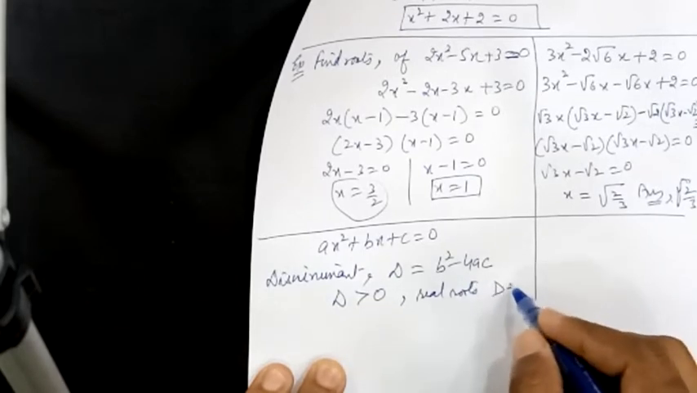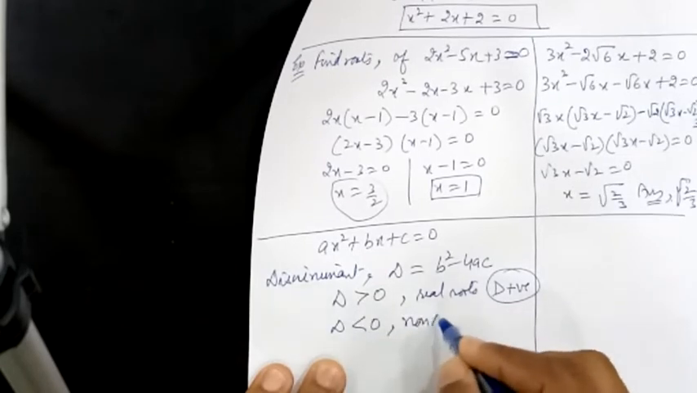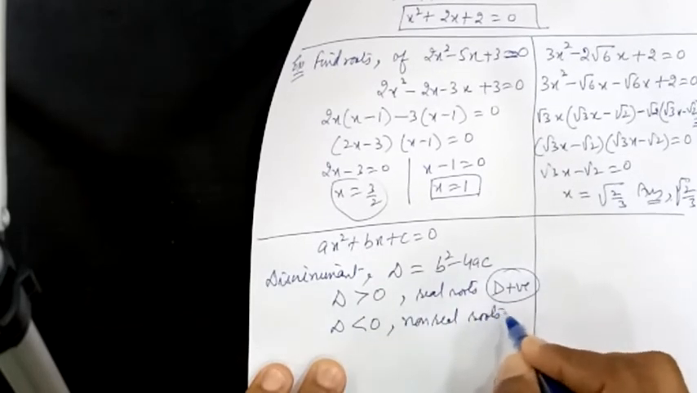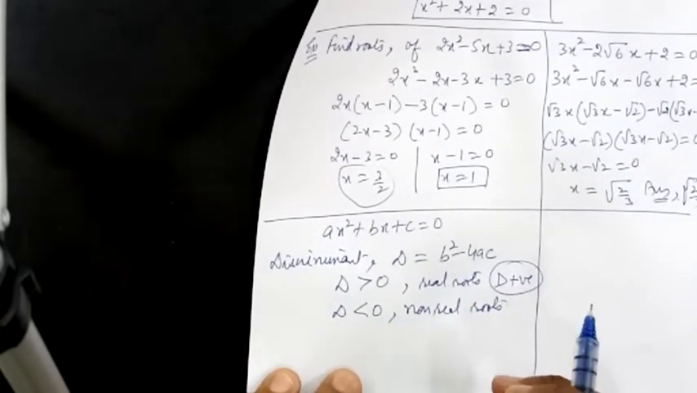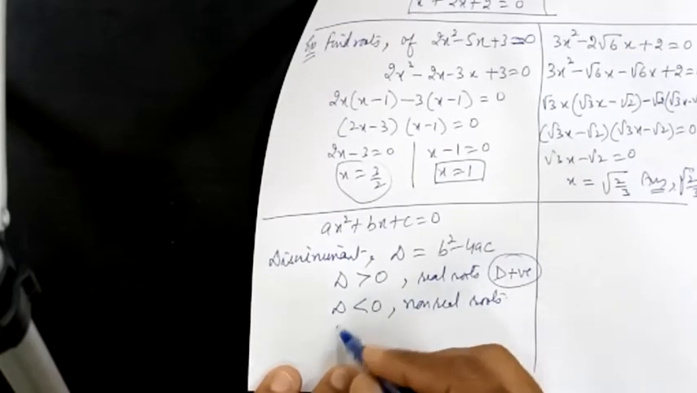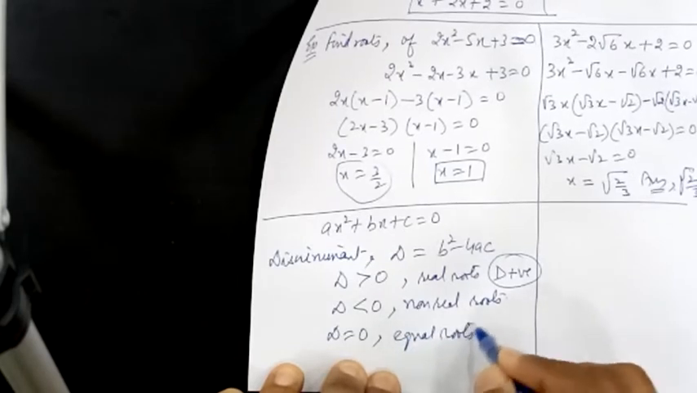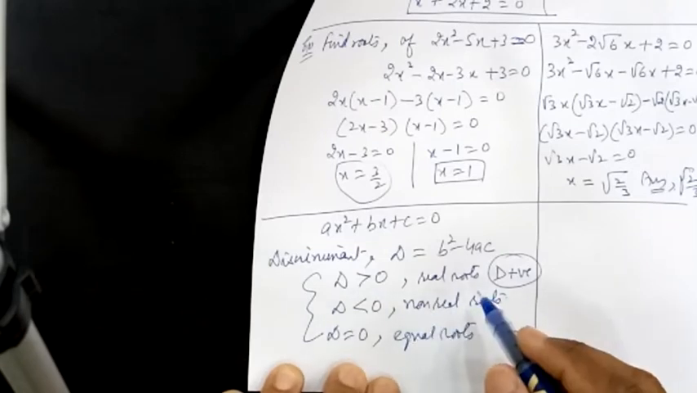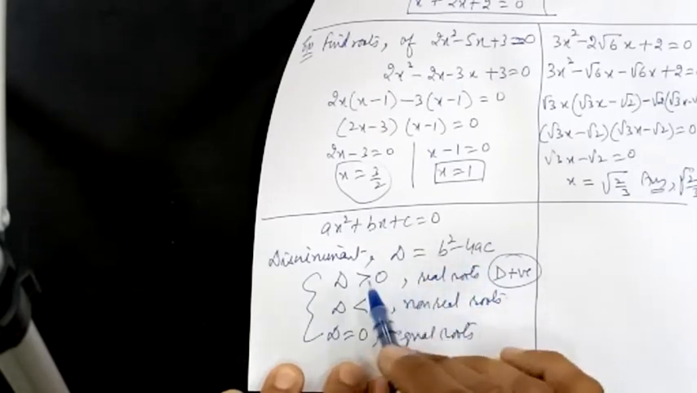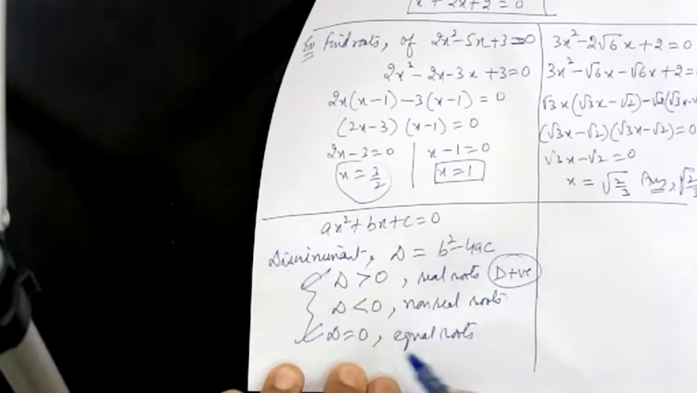Means d should be positive. If d is less than 0, non-real roots. In that case you won't be solving the question in your 10th standard, it will come in your higher classes. If d is equal to 0, that means equal roots. So just by calculating the value of d, that is the discriminant, you can get to know what type of roots you will get. So in case of real and equal roots, you have to solve the question.